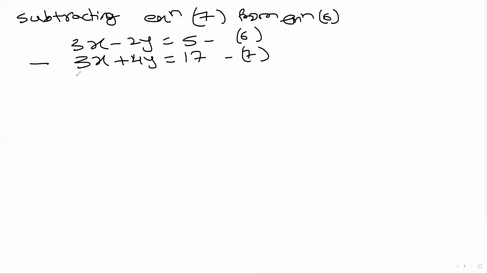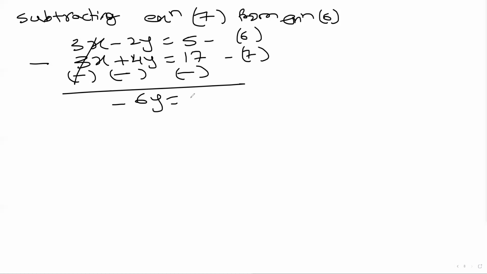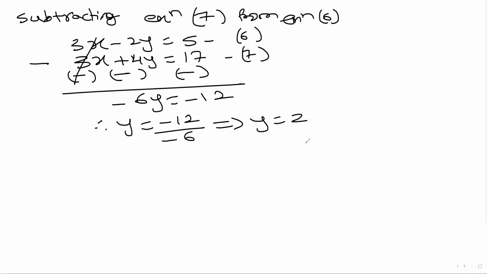Okay, so when you subtract, this will become minus, this will become minus, this will become minus. Signs will change. 3x will get eliminated. So minus 2y minus 4y, you have to consider the new sign. So you get minus 6y is equal to what? Minus 12. So this means y is equal to minus 12 upon minus 6. That means y is equal to 2.